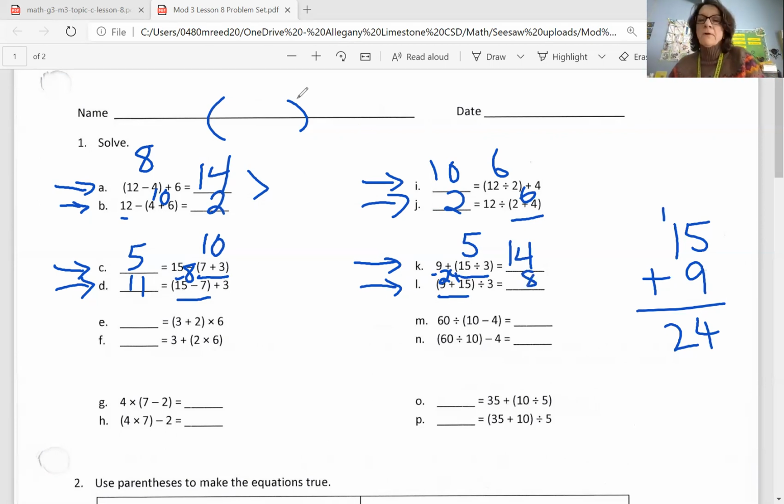Okay, so our answers there were 14 and 8, two completely different answers based on where the parentheses were. Okay, I'm going to clear my board. So you are expected to do these last 2, 4, 6, 8 on your own. Remember, we also want you to do the ones that we did with you in the video when you submit it. So everything on your paper should be done when you get ready to submit this, okay?